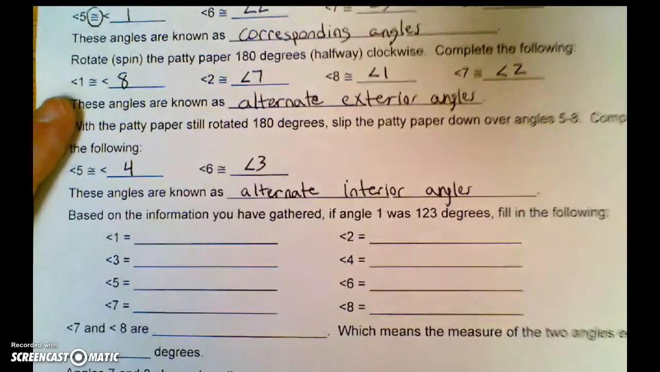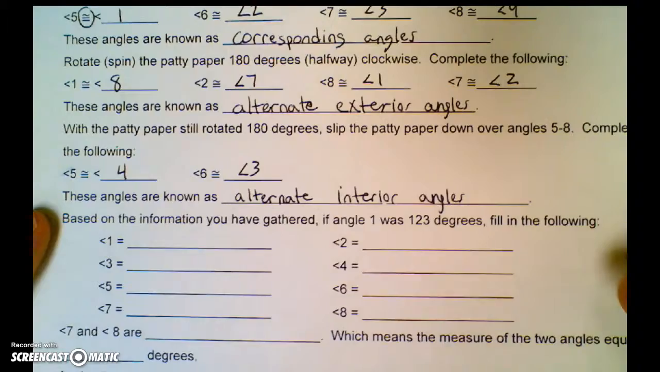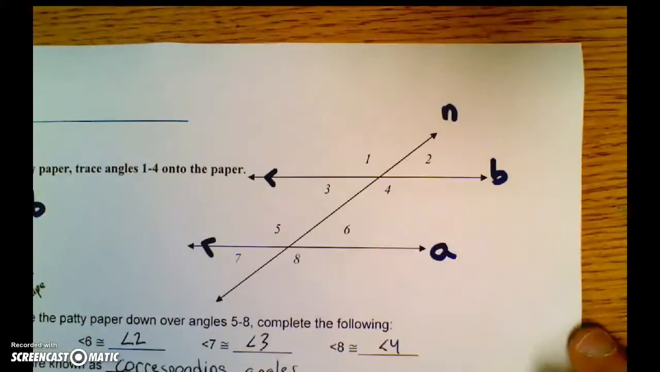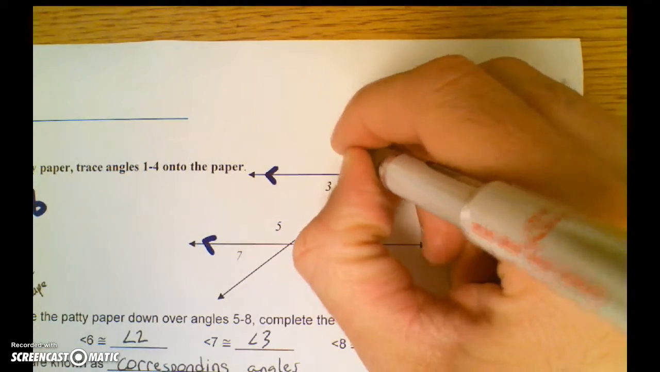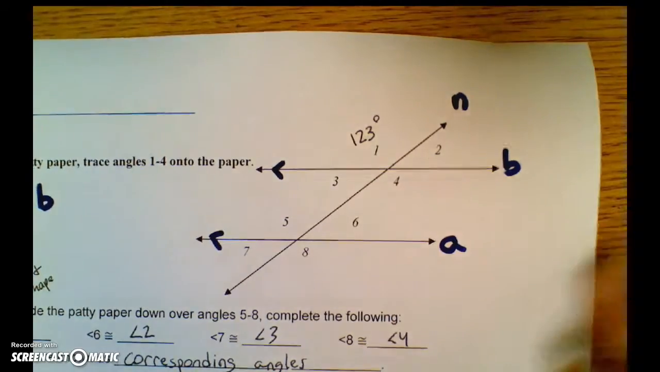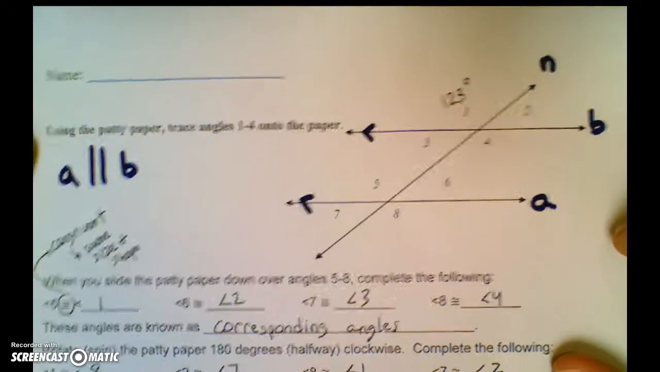Alright, so based on the information you've gathered, if angle 1 was 123 degrees, fill in the following. So I'm just going to write 123 right here. This is the angle measurement. So now I actually have the angle measurement. So let's use some of the information that we just learned to fill out this diagram.